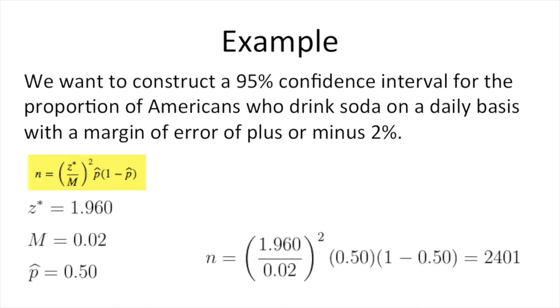Plugging these values into our equation, we find n equals 2,401. So if I want to construct a 95% confidence interval with a margin of error of 2%, I should obtain a sample size of at least 2,401.